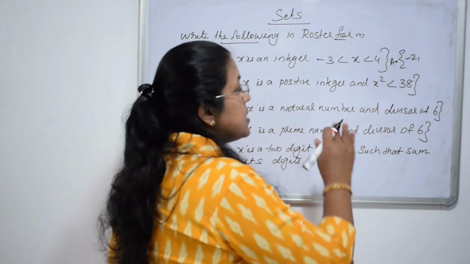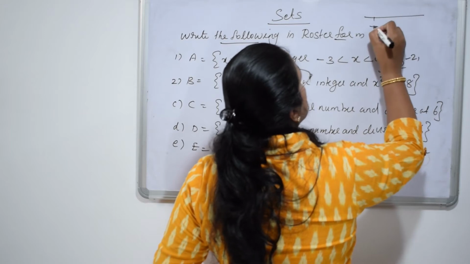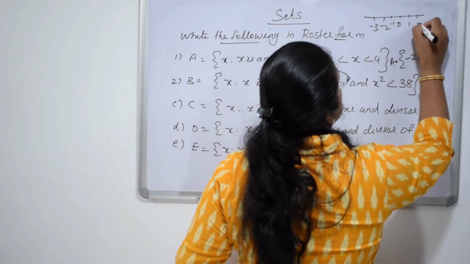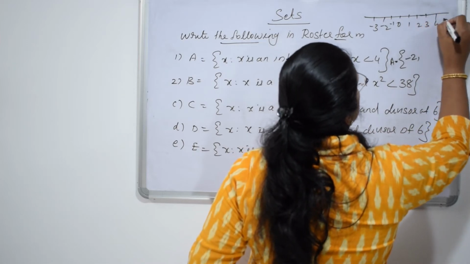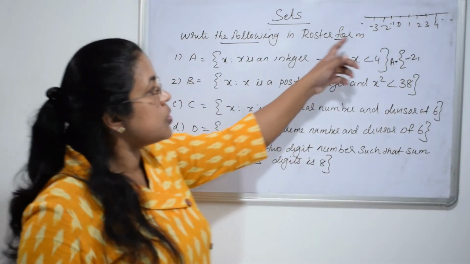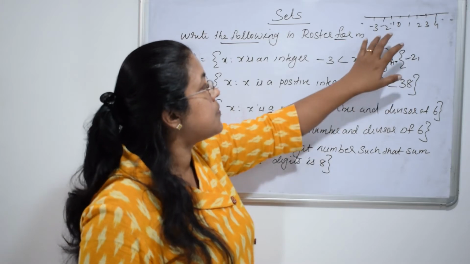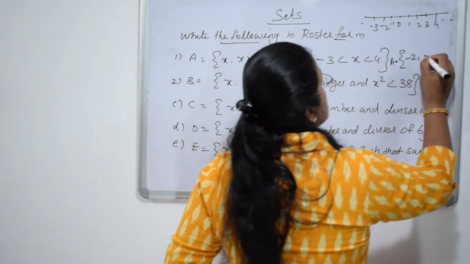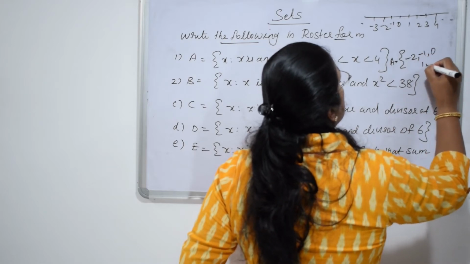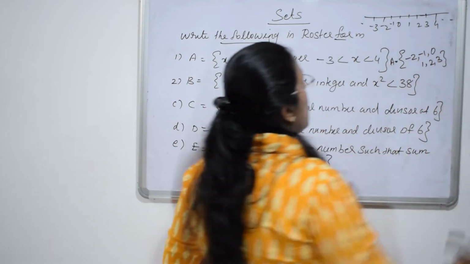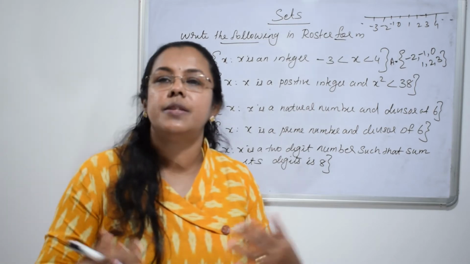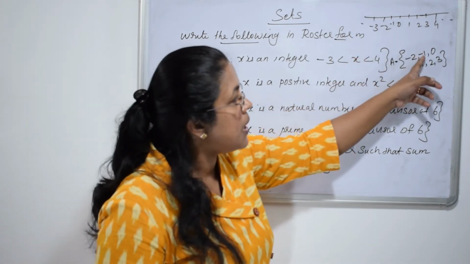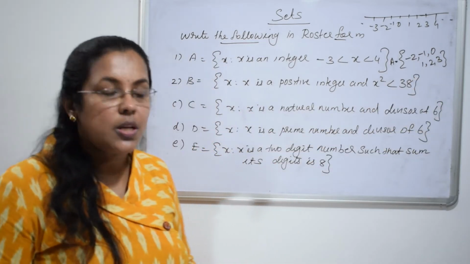So what are the integers? Number line is like this. So the integers between minus 3 and 4 are minus 2, minus 1, 0, 1, 2, 3. Order is not important in a set. We can write it in any order. Order doesn't matter. Okay, so the answer is minus 2, minus 1, 0, 1, 2, 3.